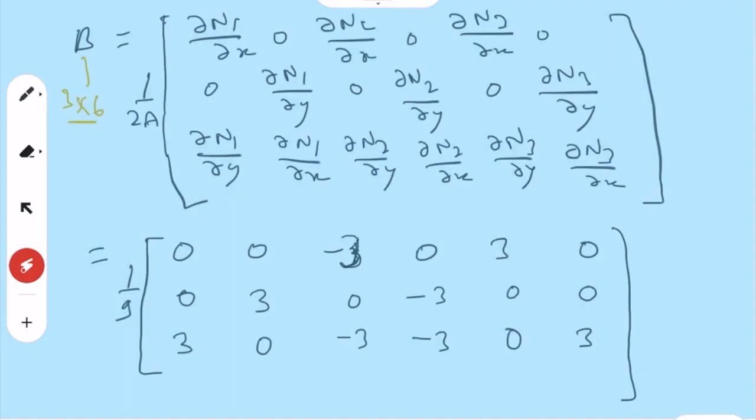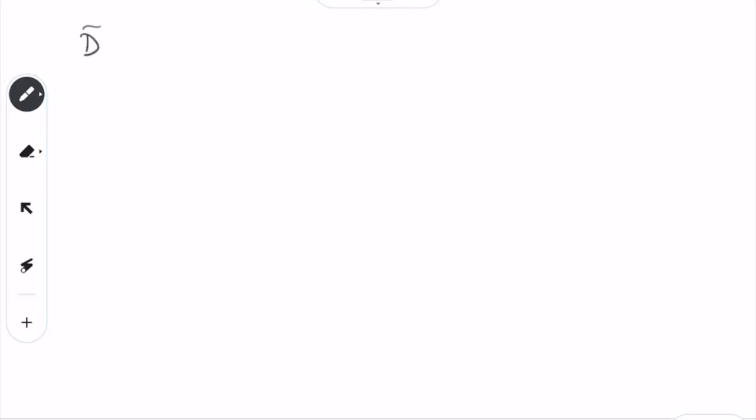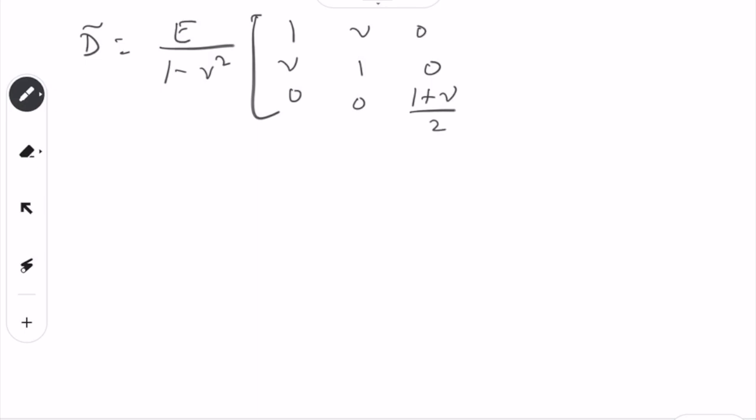This is the B matrix. Now the D matrix. We know that this is E over 1 minus nu squared, times the matrix 1, nu, 0; nu, 1, 0; 0, 0, and then here we have (1 plus nu) over 2. Where D is equal to, we have the values given.